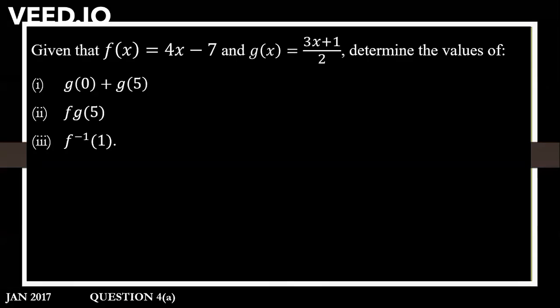We will be looking at question 4A from the January 2017 CSEC Mathematics Paper 2 examination. Given that f of x is 4x minus 7 and g of x is (3x plus 1) all divided by 2, we are going to determine the values of 1, g of 0 plus g of 5, 2, fg of 5, and 3, the inverse of f of 1. Let us begin.